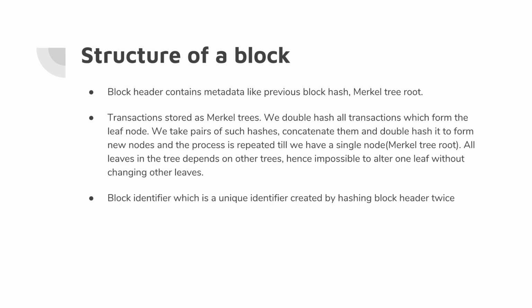All the leaves in this tree depend on this root, and hence it is impossible to alter one leaf without changing the other leaves. So we can't change one transaction without also changing the Merkle tree root, which means we can't tamper with the block. We also have a block identifier, which is a unique identifier created by hashing the block header twice.